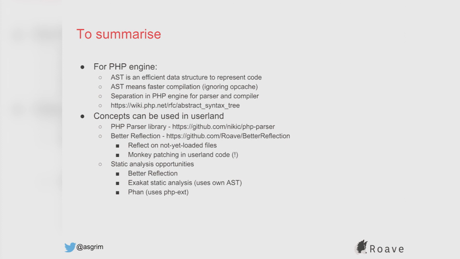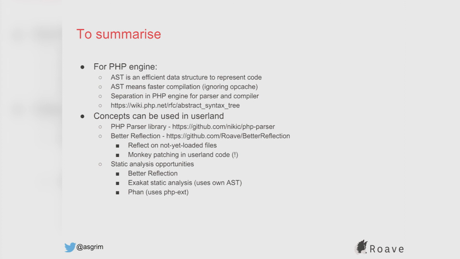So for the PHP engine itself, it means better decoupling, and we're always striving to decouple things, right? The AST is a really efficient data structure that we can go through really, really quickly, and it's an efficient compilation process. Yes, it's faster in some respects, but what I mean by that is faster in compilation, ignoring the op cache and so on.